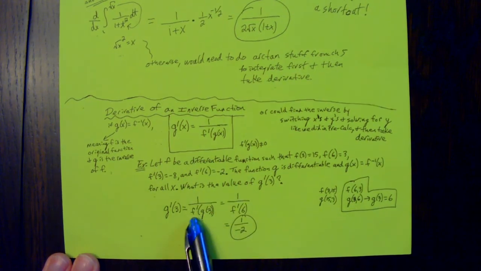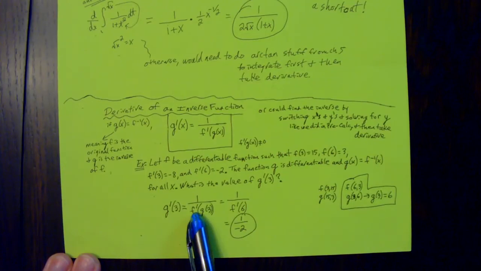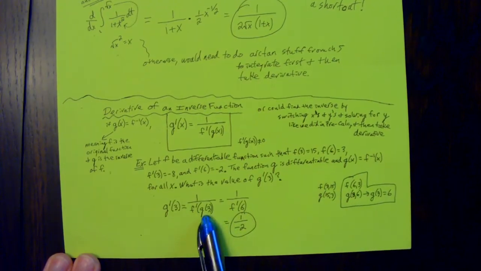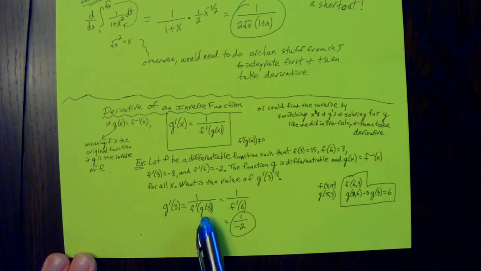The f is the original. That's the one that goes on the outside that you're doing the derivative of. The g is your inverse function. That's the one that goes on the inside right there. Now, when you do this g of 3, it says g is the inverse of f. So this is a little bit tricky.